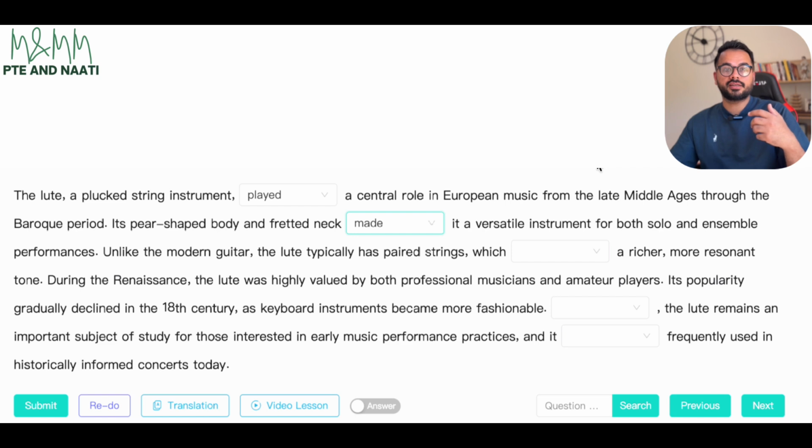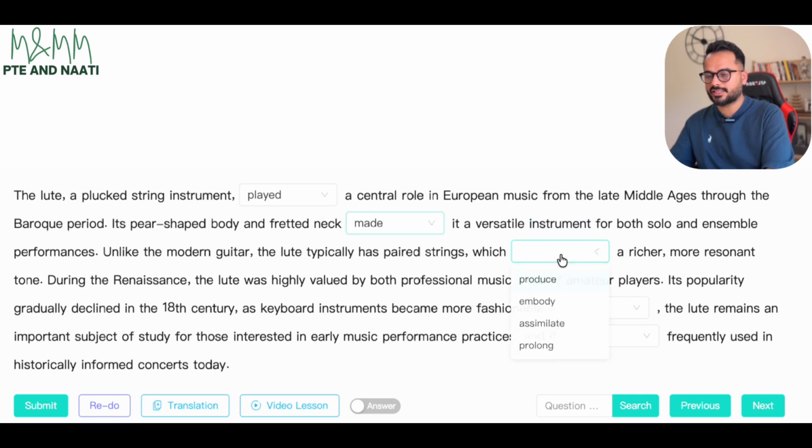So obviously if it creates a tone, that means it produces a tone because it's an instrument, a musical instrument. So we need something alongside produce, we already have it, which embody, assimilate, prolong. So these three words do not really go with this context because they do not have the same meaning. And like I said, which produce, because it's an instrument, produces sounds. Hence produce is going to be the correct answer over here: which produce a richer, more resonant tone.